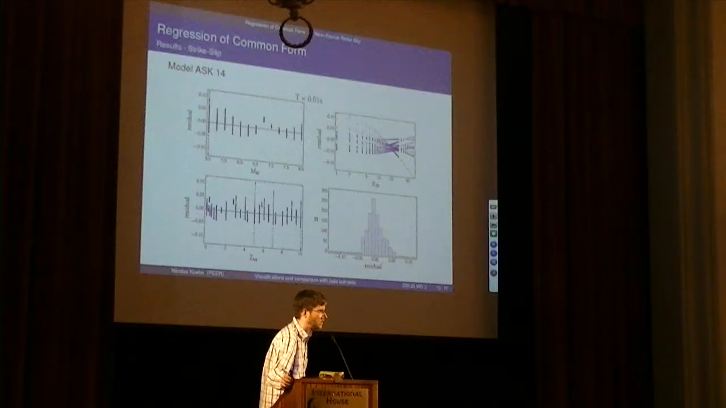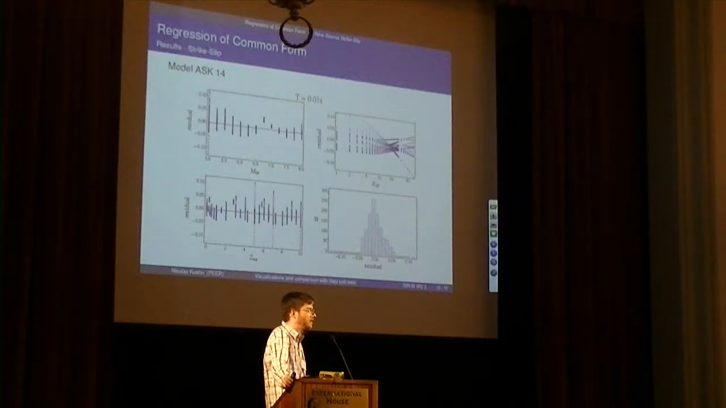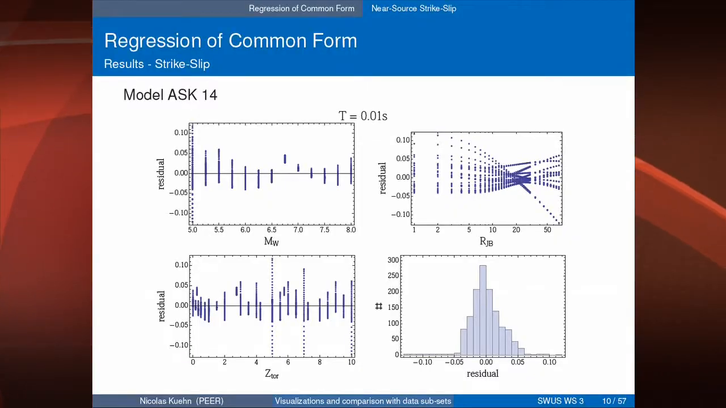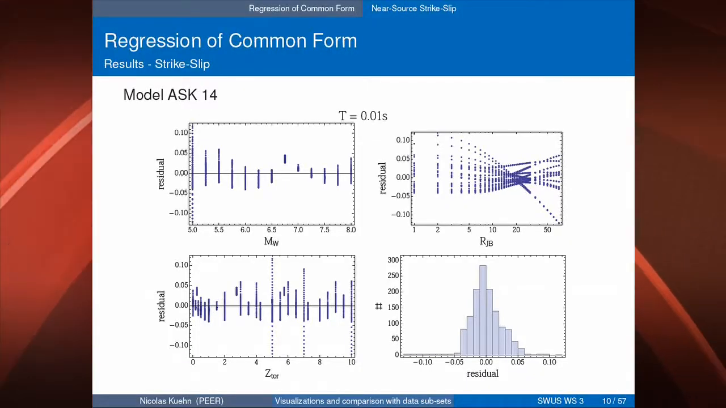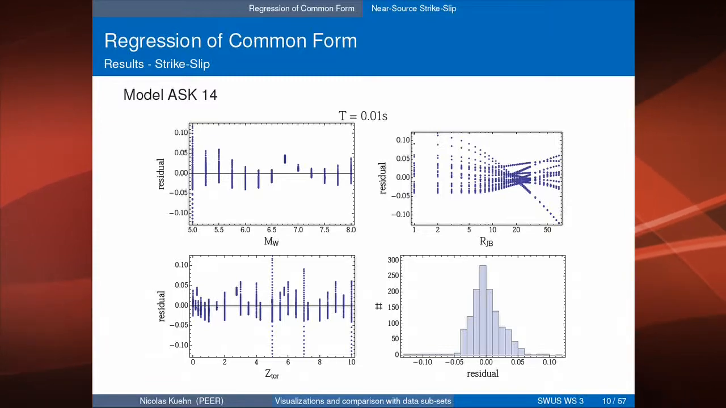Nico, for hypocentral depth, you use the correlation between Z-Tor. Okay. So, as you had that in your paper, it's based on the Z-Tor and fault width. And fault width is based on magnitude in this case.